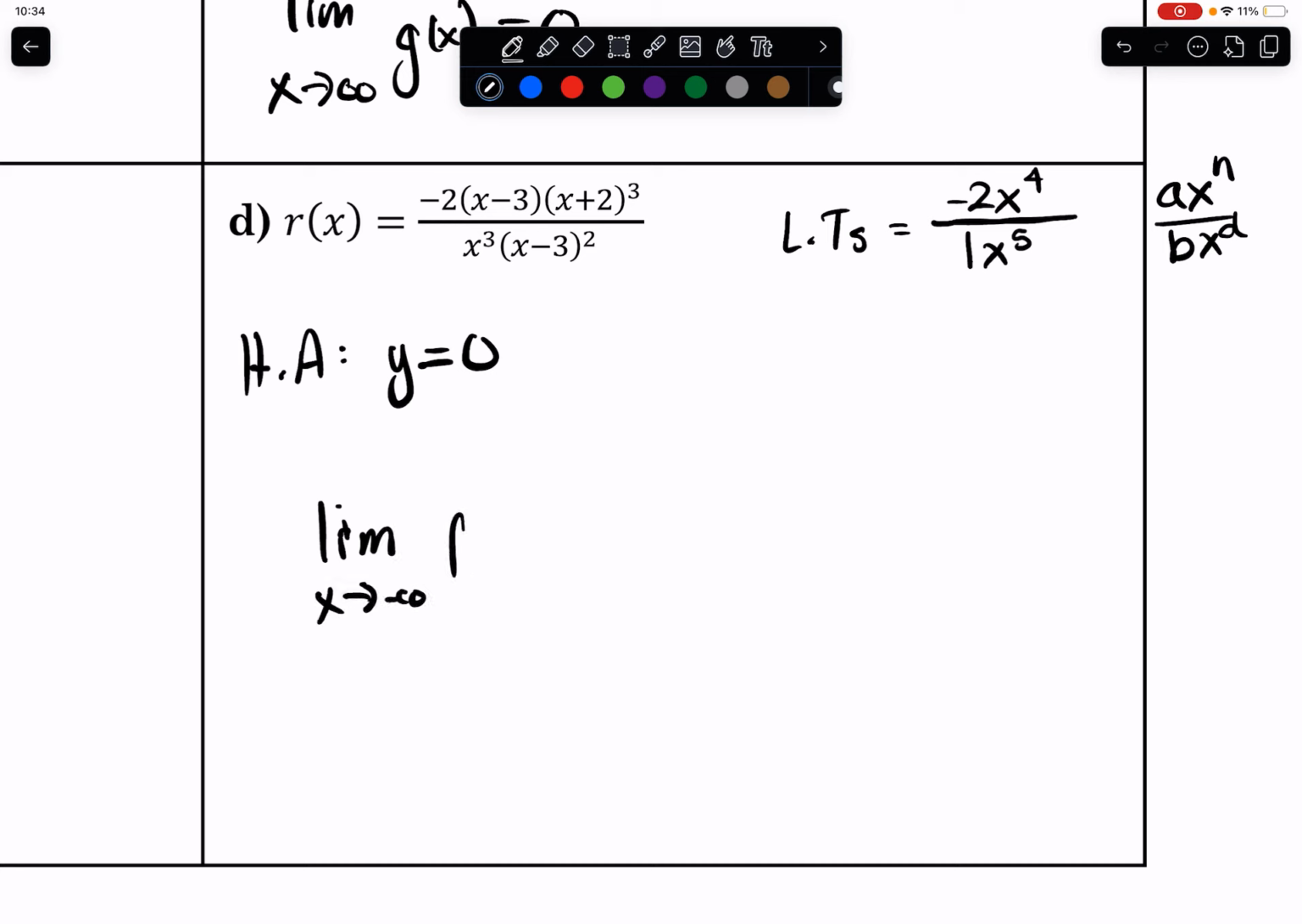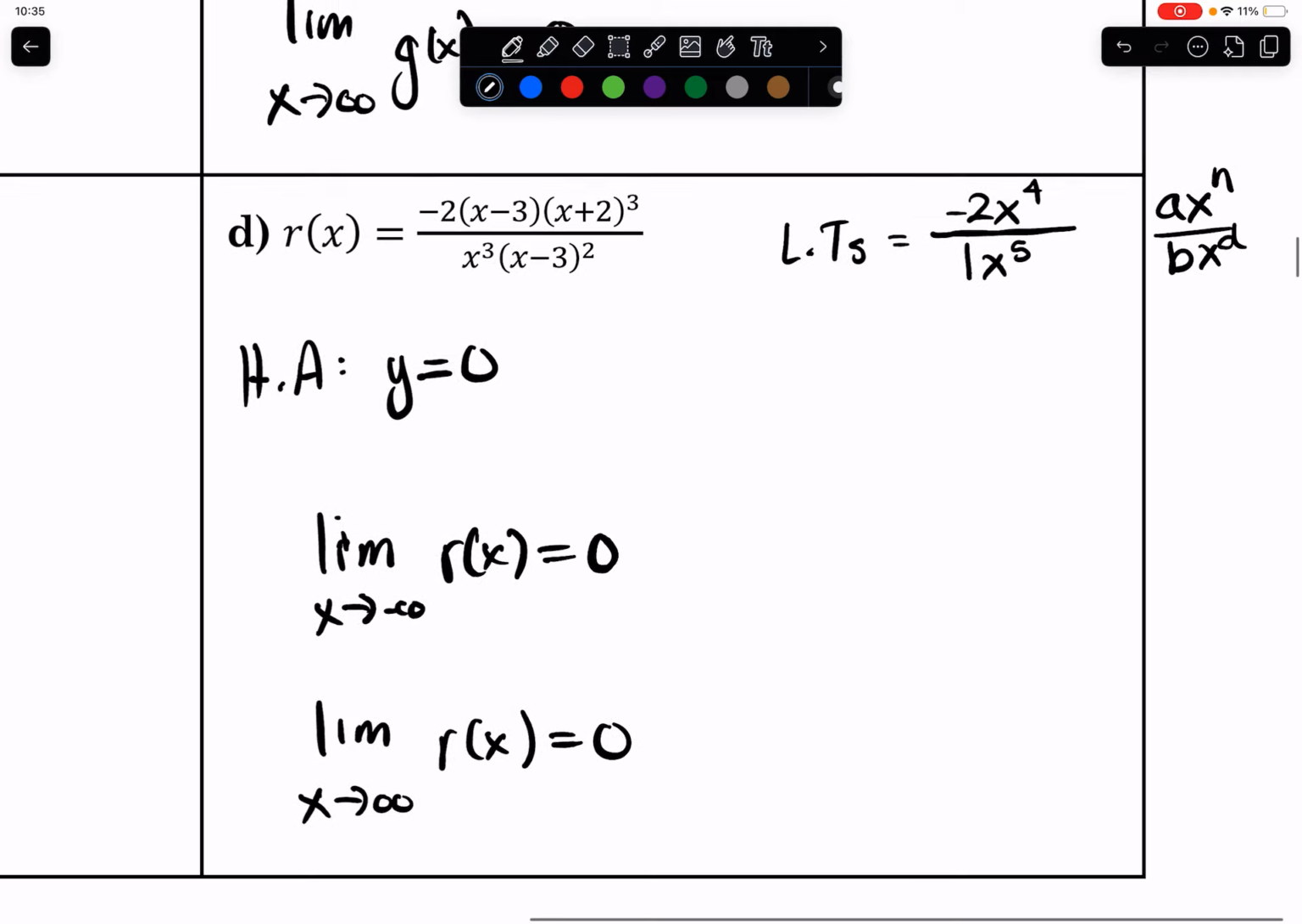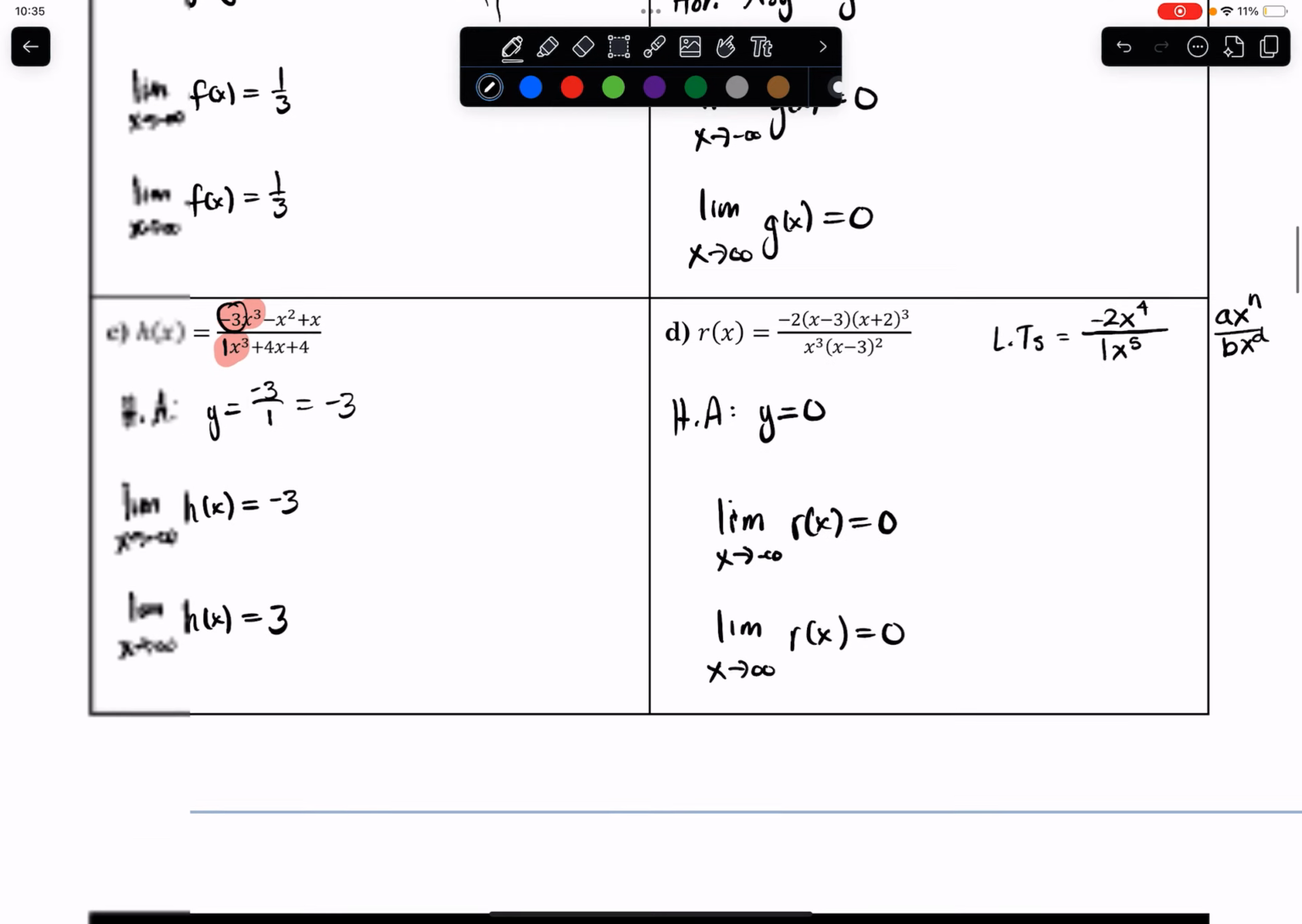So let's write our statements here. And there you have it. This is the end behavior of this rational function r. Okay. Let's move on now to the next page.